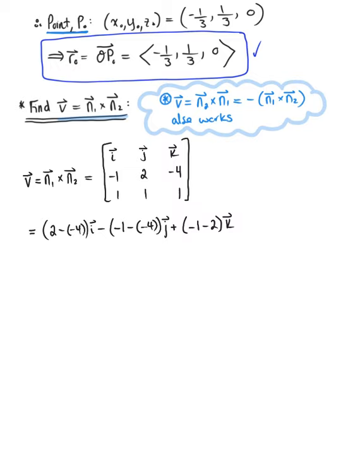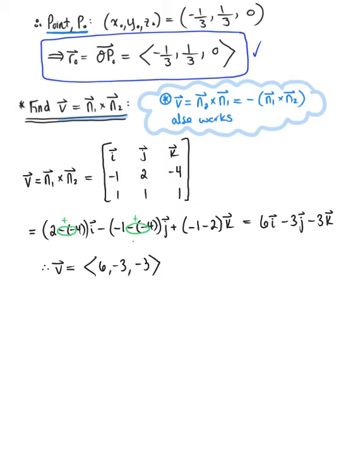And of course, always be mindful of these negatives. And what are we left with? We have 2 plus 4 is 6 i hat, minus a +3, so that's -3 j hat. And then we have a -3 k hat. So therefore, vector v is equal to the vector with the components 6, -3, -3.